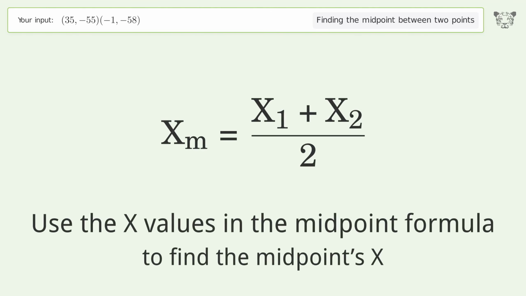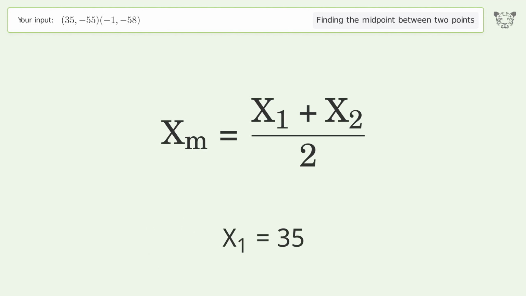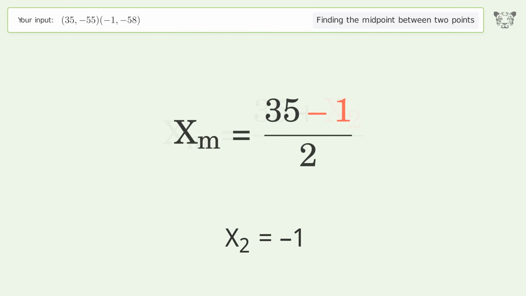Use the x values in the midpoint formula to find the midpoints x. x1 equals 35. x2 equals -1. Simplify the arithmetic.